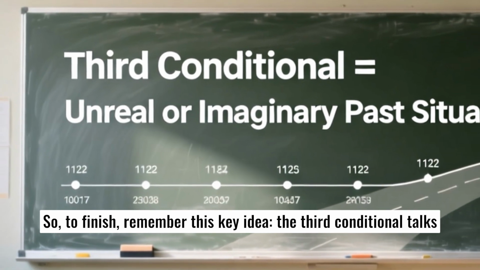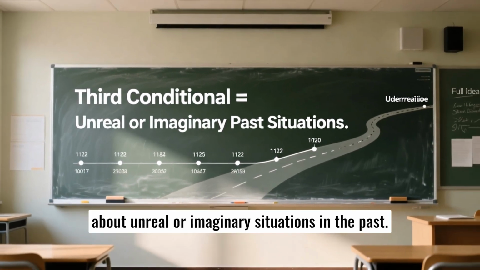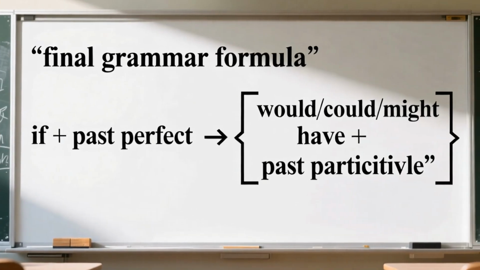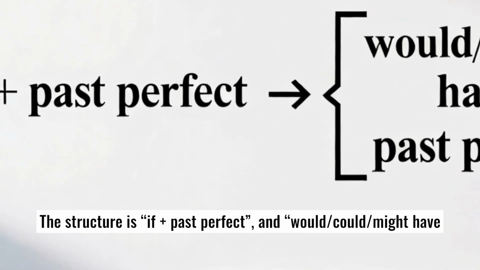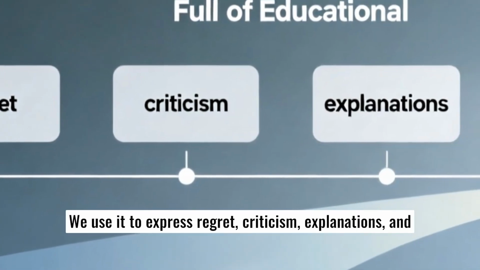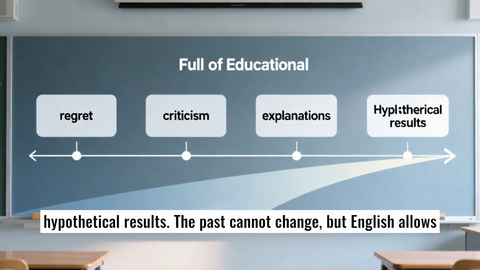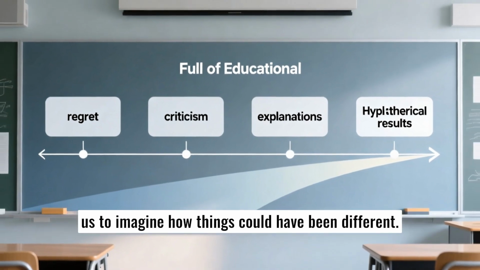So, to finish, remember this key idea. The third conditional talks about unreal or imaginary situations in the past. The structure is if plus past perfect, and would, could, might have plus past participle. We use it to express regret, criticism, explanations, and hypothetical results. The past cannot change, but English allows us to imagine how things could have been different.